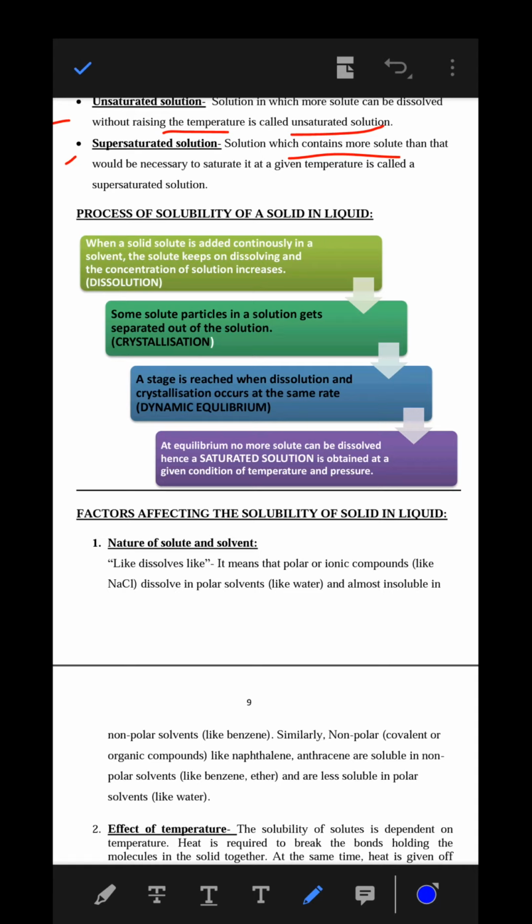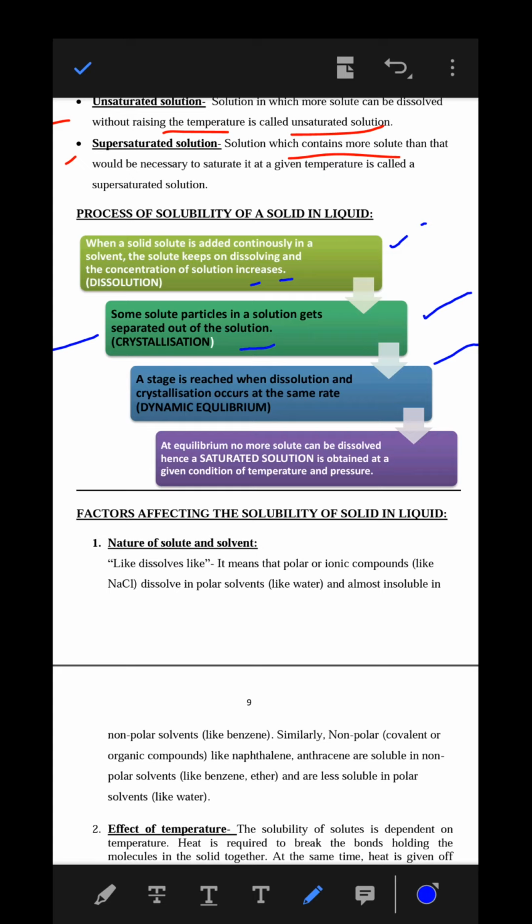Now let's talk about the process of solubility of a solid in a liquid. The complete process for the solubility of a solid in liquid is given here. In the first step, a solid solute is added continuously to a solvent. The solute keeps on dissolving and the concentration of the solution increases. Then some solute particles in the solution get separated out of the solution. This process is known as crystallization.